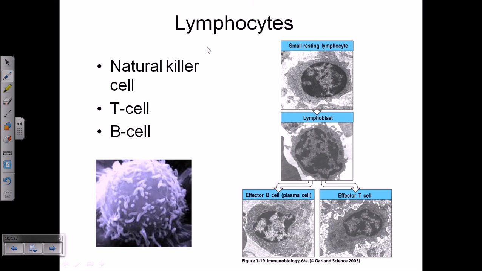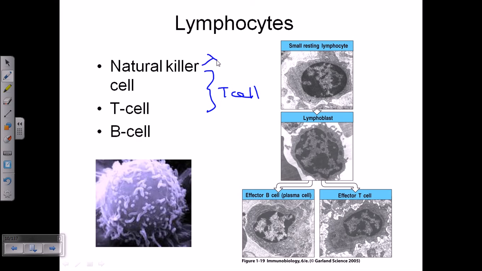Now let us talk about the lymphocytes. Among the lymphocytes, remember we have talked about there are three basic types of lymphocytes. One is the natural killer lymphocytes, or they are a typical type of T cell. So, natural killer lymphocytes.